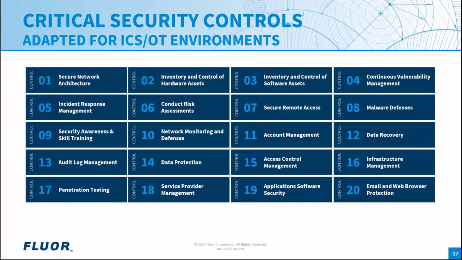And in this list, you can see, and we're going to focus on the top 5 controls today. You can see we'll start with secure network architecture. And then on the other end of the spectrum, you have at number 20, email and web browser protection.